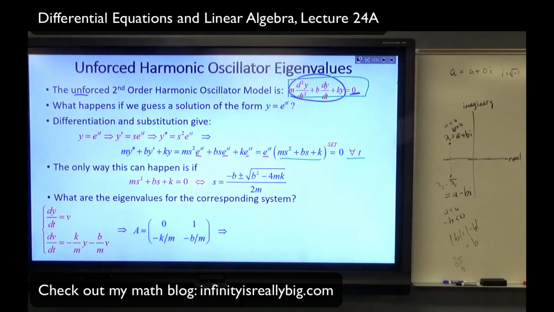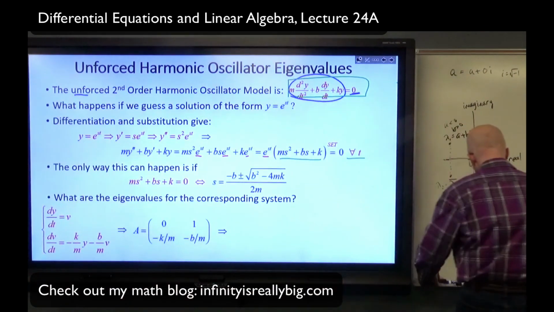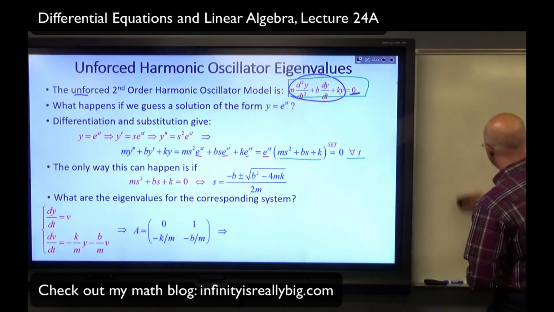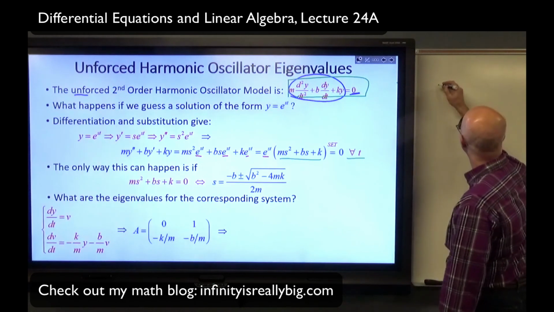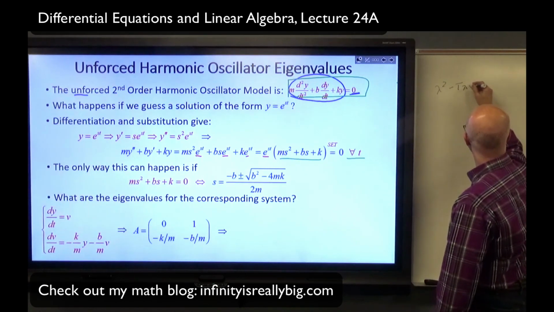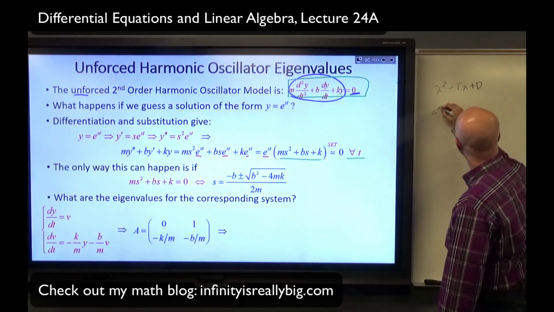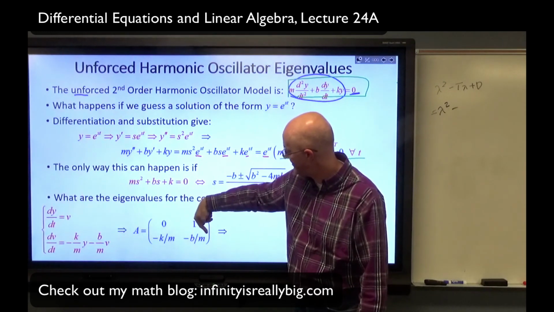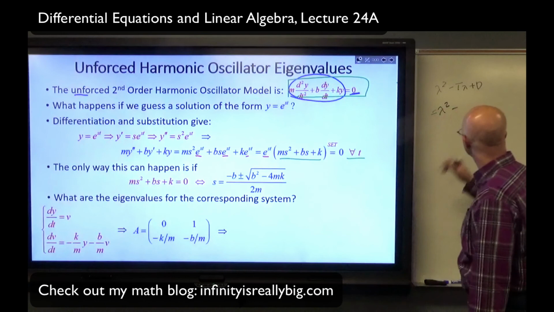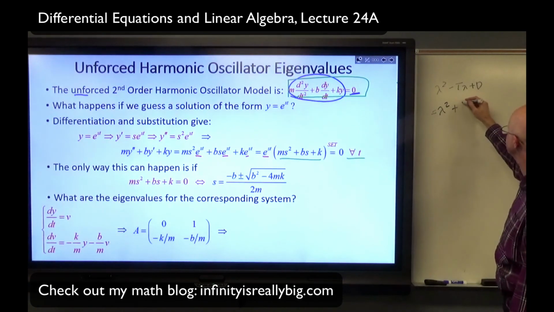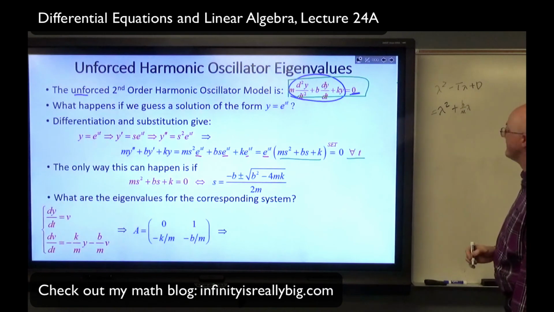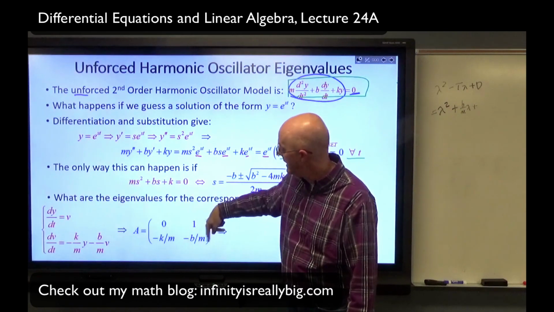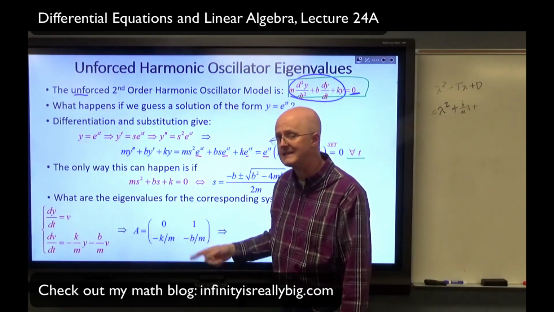All right, so what's the characteristic polynomial? Use the trace and determinant. Lambda squared minus the trace times lambda plus the determinant, like we saw. What's the trace? Add the numbers on the main diagonal. 0 plus negative b over m is negative b over m. I'm subtracting the trace times lambda, so that I ultimately get plus b over m times lambda. And what's the determinant? The product of these two is 0, minus the product of these two is going to be plus k over m.